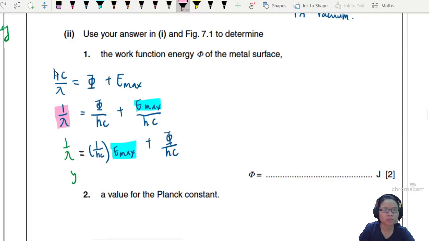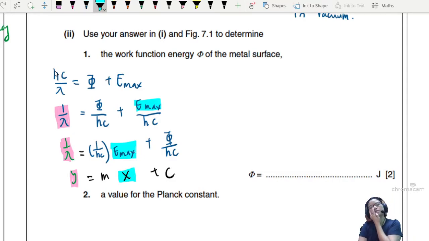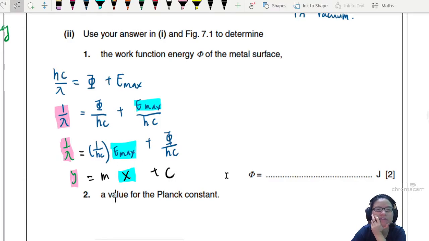Okay, I'm going to compare this with the general equation of a straight line. And this is my y. y is equal to mx plus c. So Emax is your x-axis. But you see, if I want to find the work function energy, I use the y-intercept. But if I use the y-intercept, I need to use the Planck constant, so I'm stuck. Okay, don't worry. You cannot use the y-intercept. Can you use the x-intercept? Oh yeah, this question cheats your feelings.